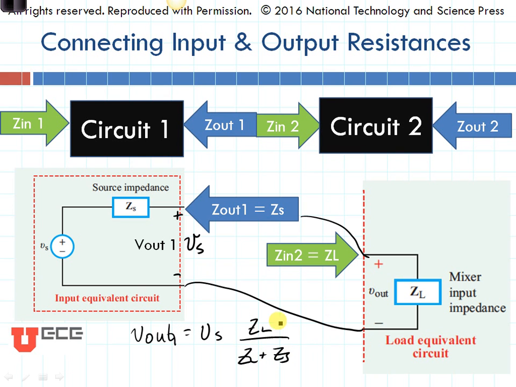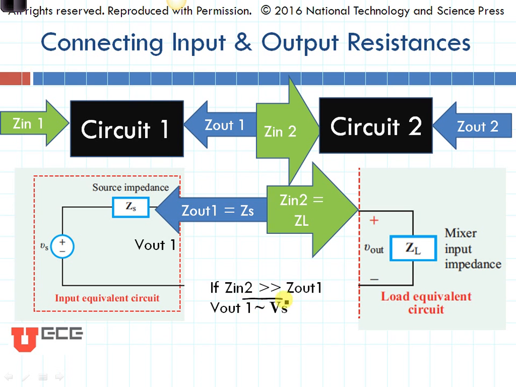Now, if ZL is small compared to ZS, we're not going to get the voltage that we wanted at all. The only time that we're going to get the voltage that we wanted to be deriving it with is if ZL is very large compared to ZS. So ZL, much greater than ZS, will give us the result that Vout1 is equal to Vs.